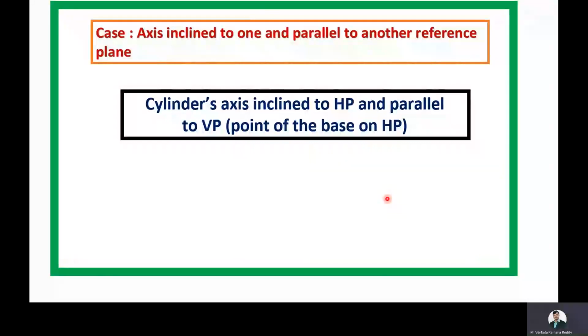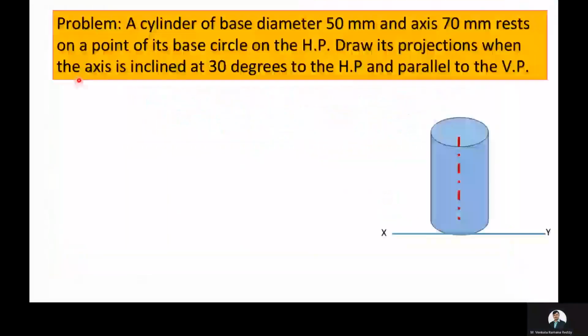Now we will enter into the problem. The given problem is a cylinder of base diameter 50 mm and axis 70 mm rests on a point of its base circle on the HP. Draw its projections when the axis is inclined at 30 degrees to the HP and parallel to the VP. Now we'll extract the data from the problem.